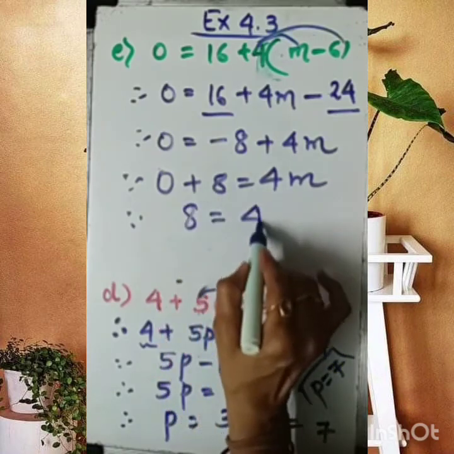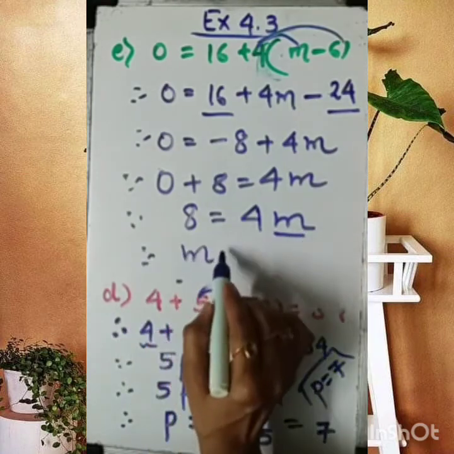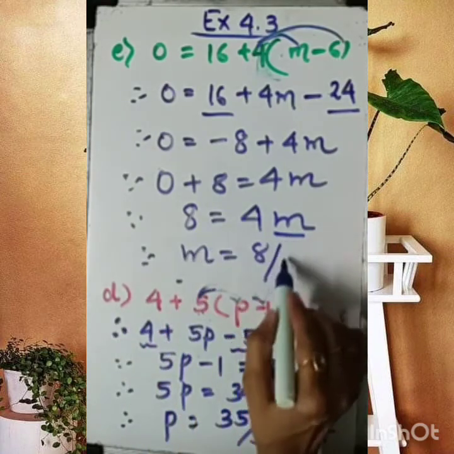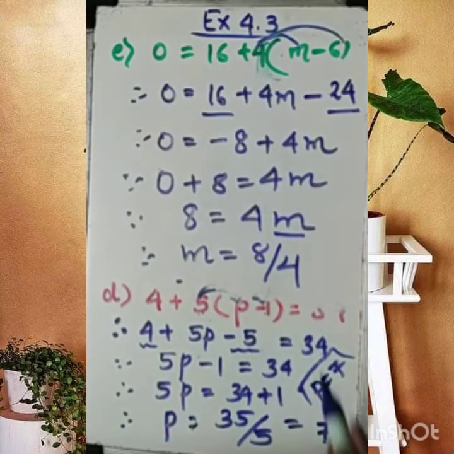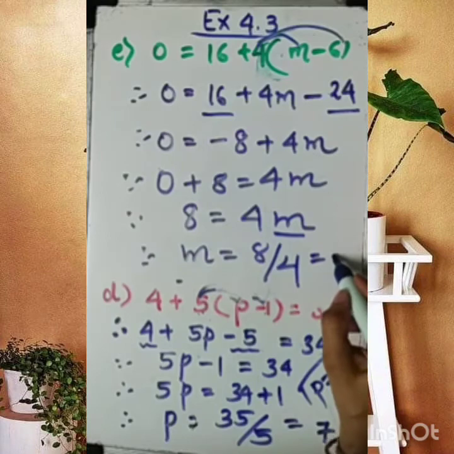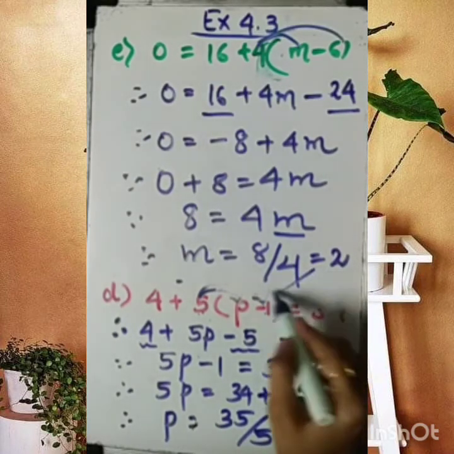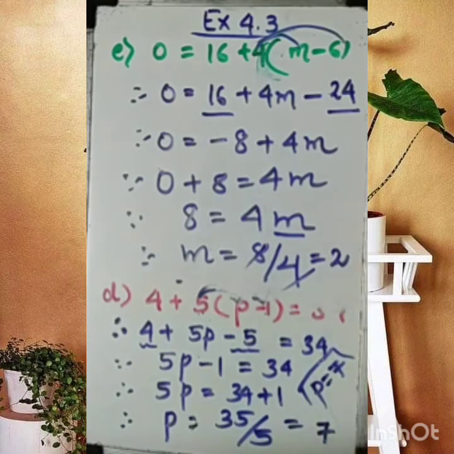8 equal to 4M. So, let me make M the subject. If I make M the subject, then I need to write 8 by 4. You know very well, dear student, 8 is divisible by 2. So, it is 2. 8 is divisible by 4. So, 4 twos are 8. So, answer is 2. This is the complete solution of question 3 of exercise 4.3.